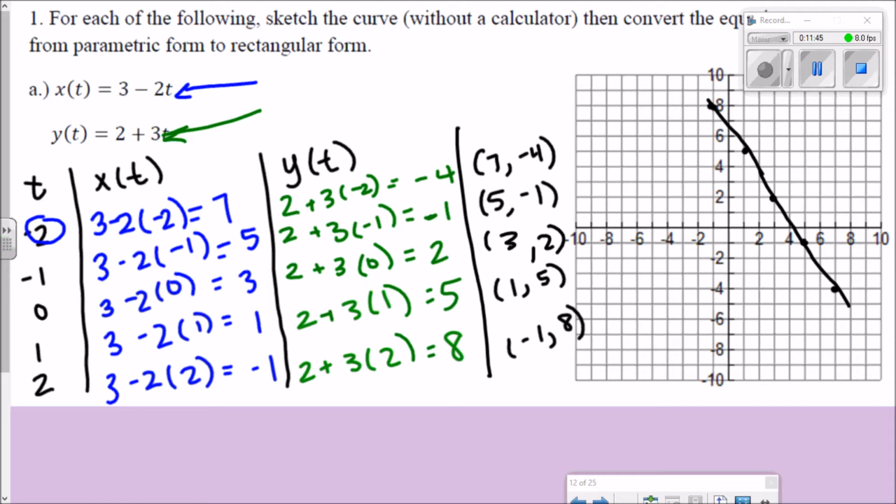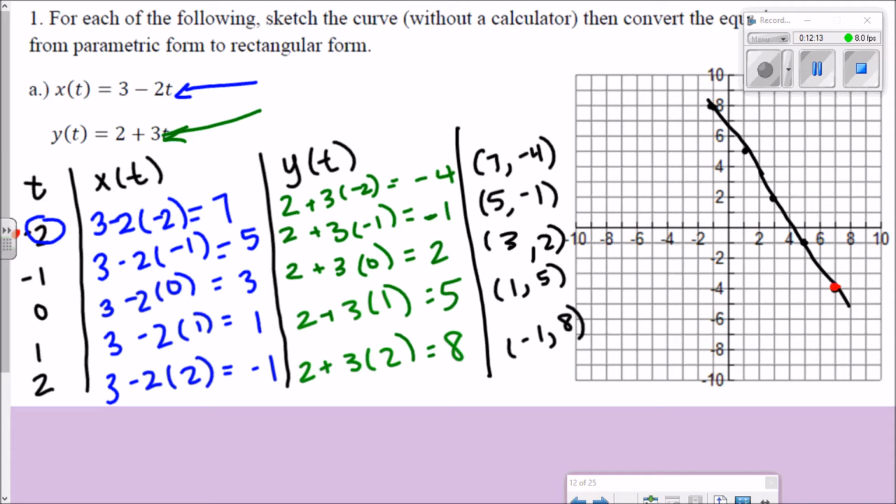Okay, and now I need to do my final piece, adding the direction that we talked about earlier. So what's going to happen, I'm going to think about what was my first t-value. My first t-value was -2. And always go from least t-value to greatest t-value. So I'm starting at -2. Well, what point did -2 give me? It gave me 7, -4.